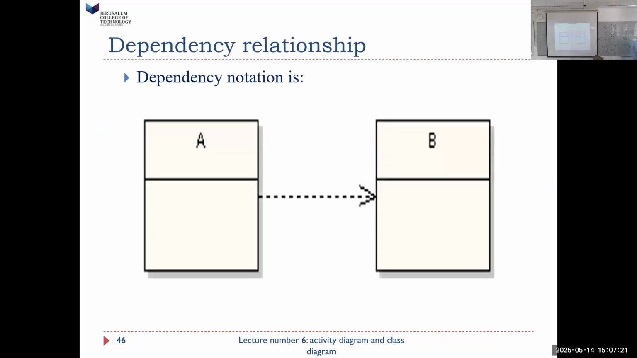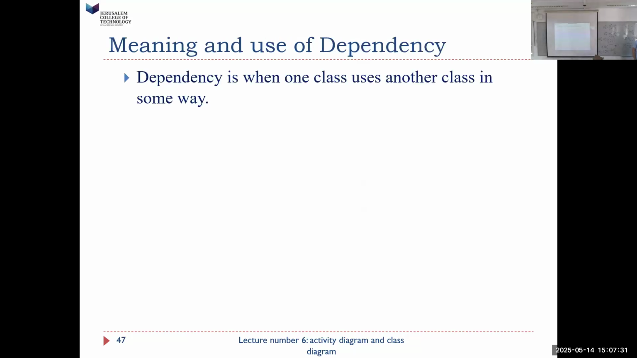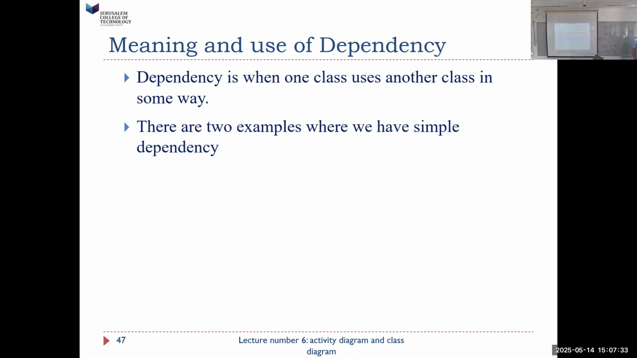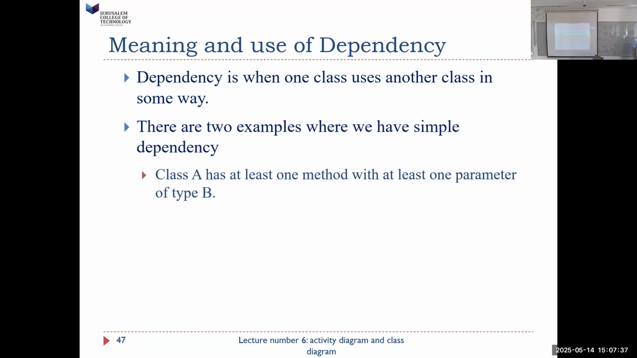So let's see what we have here. First of all, dependency is noted like this, which means that A needs B. A is dependent on B. So there are 2 examples of simple dependency. Class A has at least one method with a parameter of type B. What's another example?